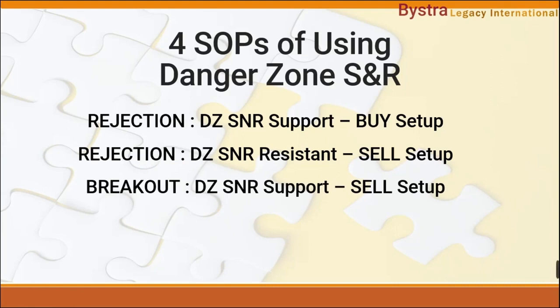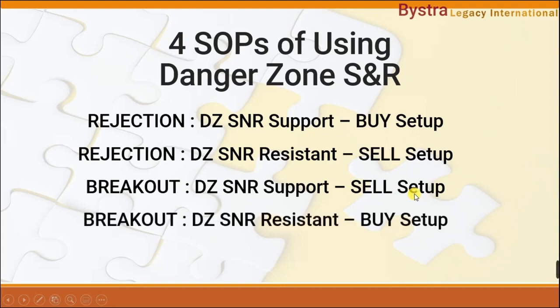The third: when the price comes into the danger zone SNR at the support, when there is a breakout, price comes back to test as a new resistance, and there is a confirmation of rejection, then we will look for the sell setup. And lastly, when the price comes into the danger zone resistance, there's a breakout, and then price comes back to test as a new support. When there is a rejection of the new support, then only we will look for the buy setup. So let's have a look at the SOP.